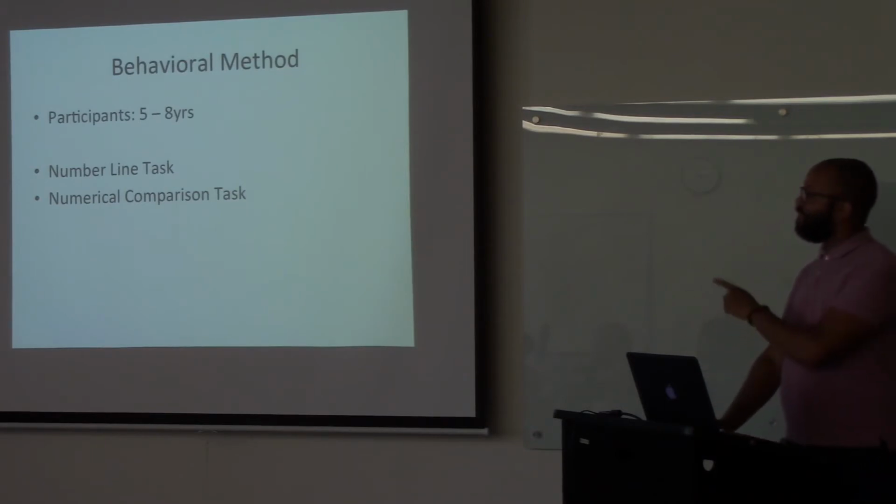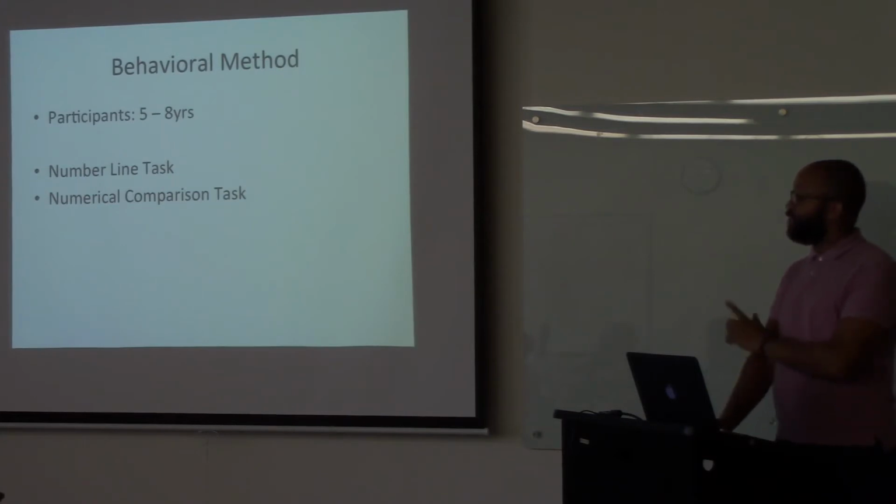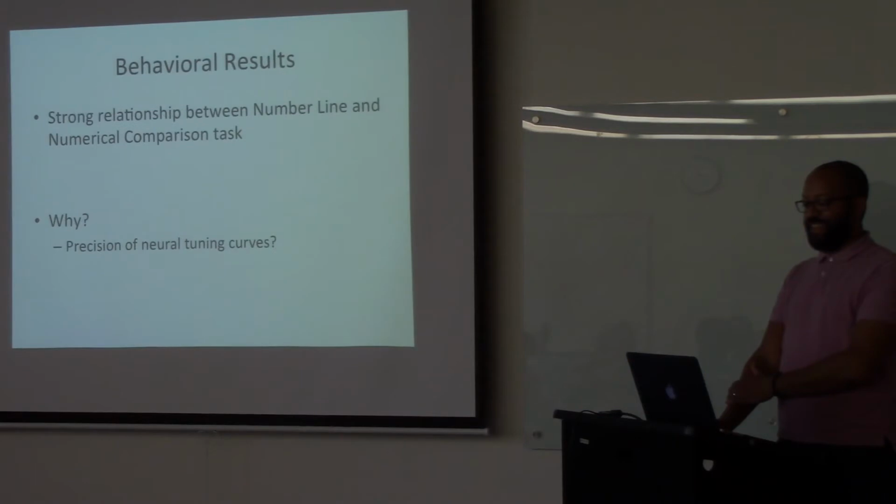So we took a look at 5 to 8-year-olds on these two different tasks. And this is a great age range because the difference between the 5-year-olds and the 8-year-olds is a lot. 5-year-olds are just messing around. They're doing really poorly on both of these tasks. And 8-year-olds, they're not at adult levels, but they're really good. They're like, this is really easy. Why am I only here for this?